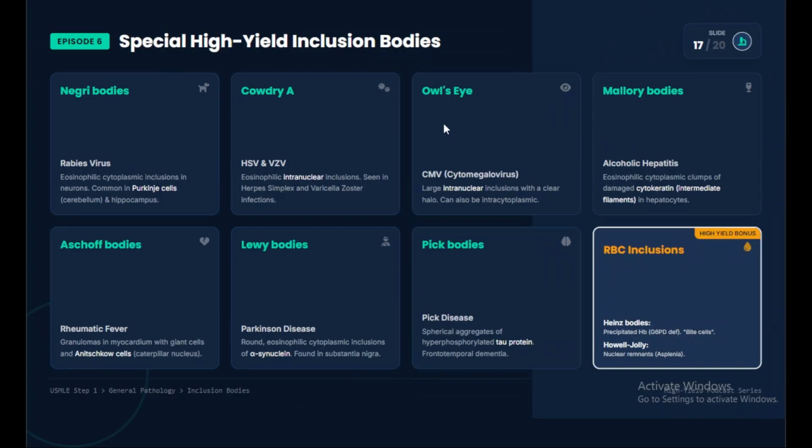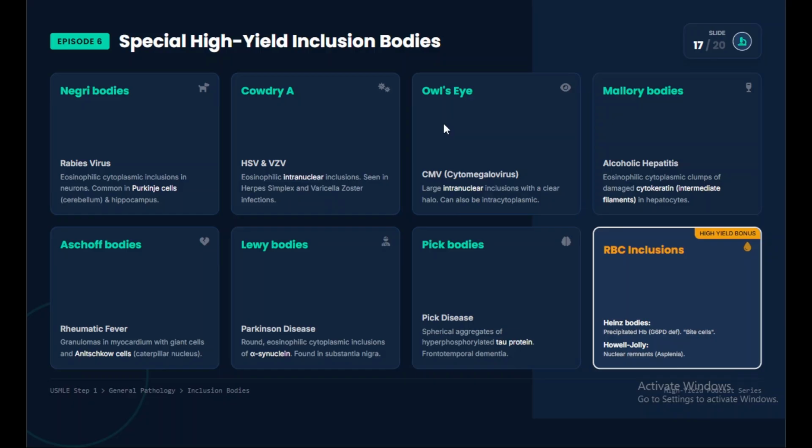First of all, let's talk about the Mallory bodies, and they are seen in alcoholic hepatitis patients, and the appearance would be eosinophilic cytoplasmic clumps of damaged cytokeratin in the hepatocytes. And the Aschoff bodies, they are seen in rheumatic fever, and the appearance would be granulomas in the myocardium, giant cells, and Anitschkow cells, also called caterpillar nuclei.